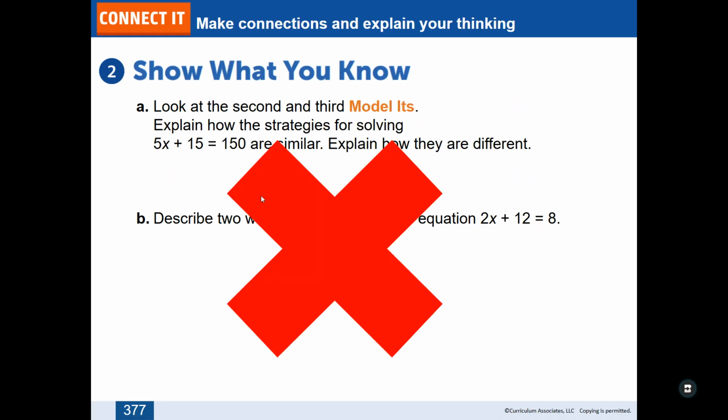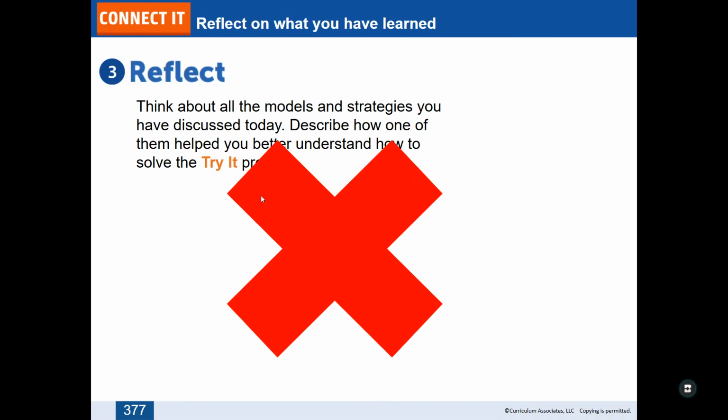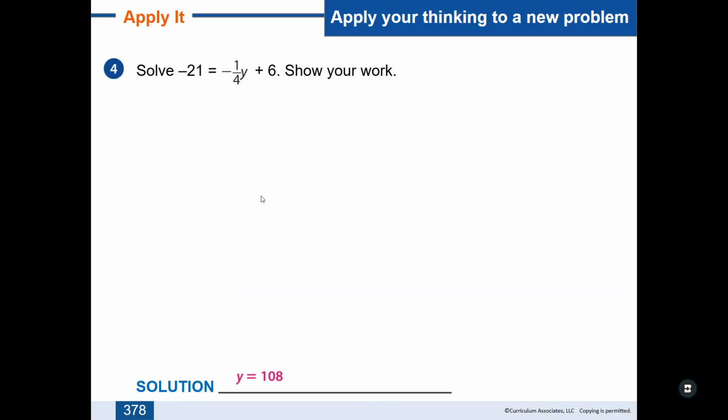We're going to skip number 2, and we're going to skip number 3. We're going to move on to number 4 on page 378. I put the solution down here if you wanted to look and just check and see if you got it right.